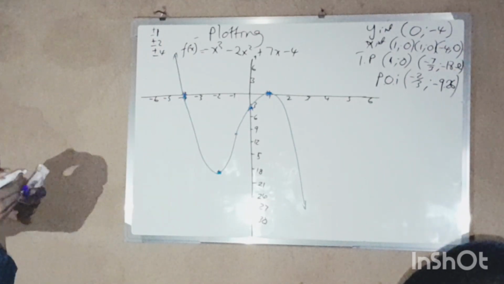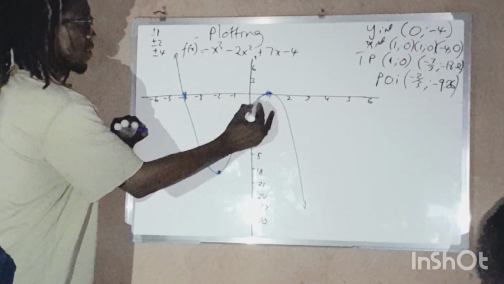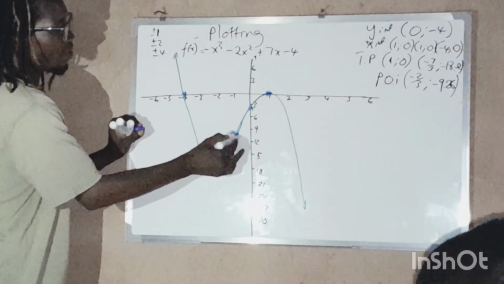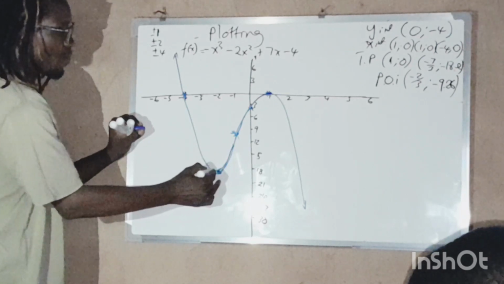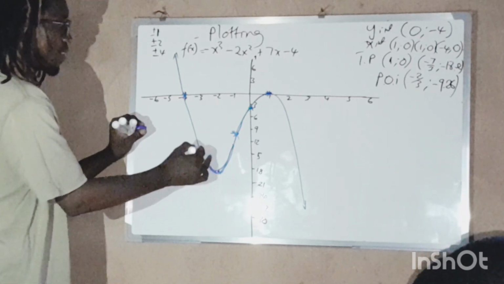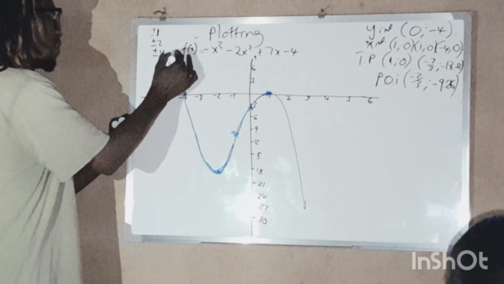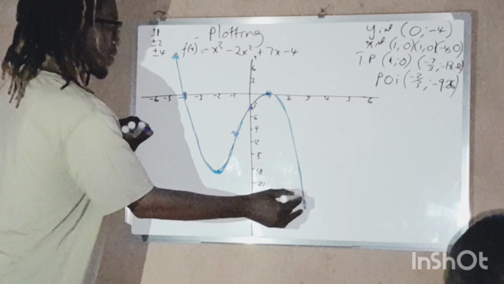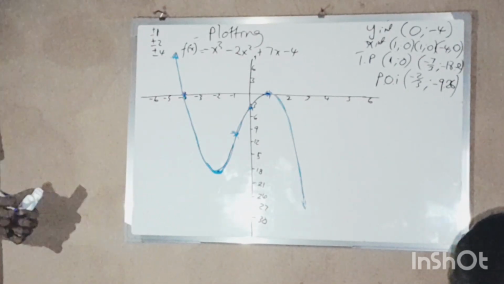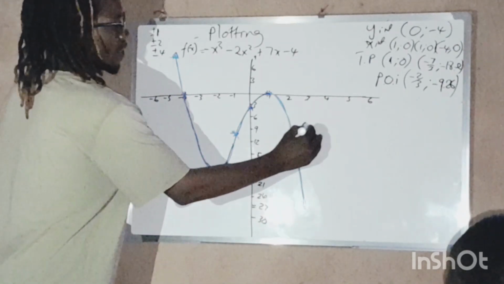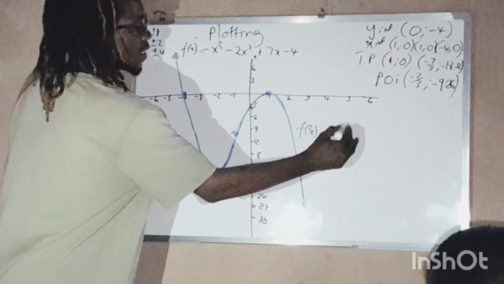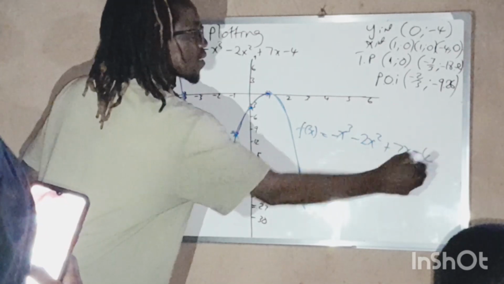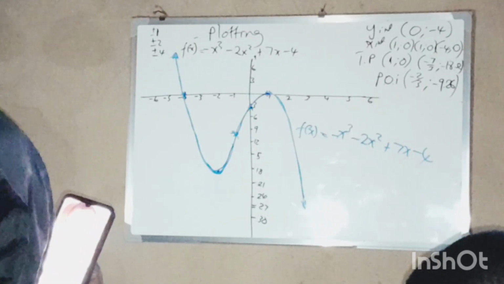so that will be our function. Let me see that. So don't forget that the point of inflection is the point at which it changes direction. So this becomes our f(x) = -x³ - 2x² + 7x - 4.